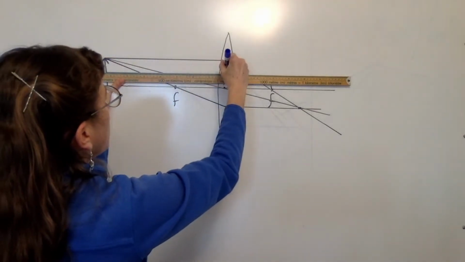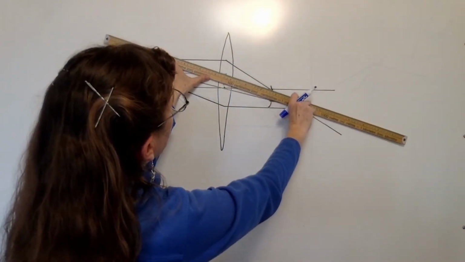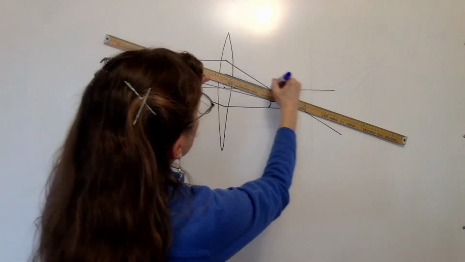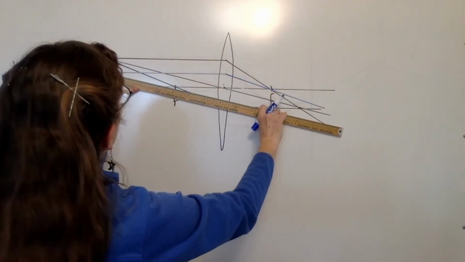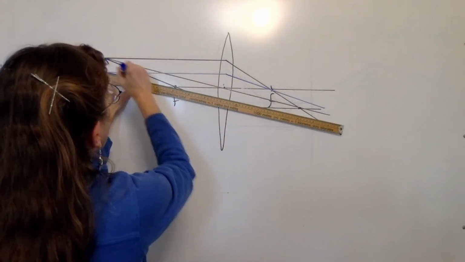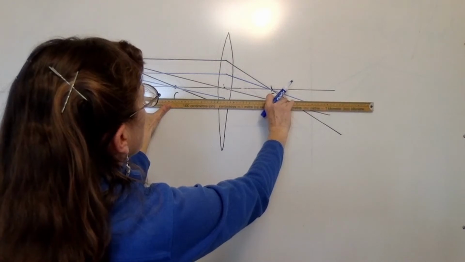The first one goes parallel, bends at the lens, and goes through the focal point. The second one goes through the focal point before it hits the lens, and then it bends and exits parallel to the axis on which the lens is centered.